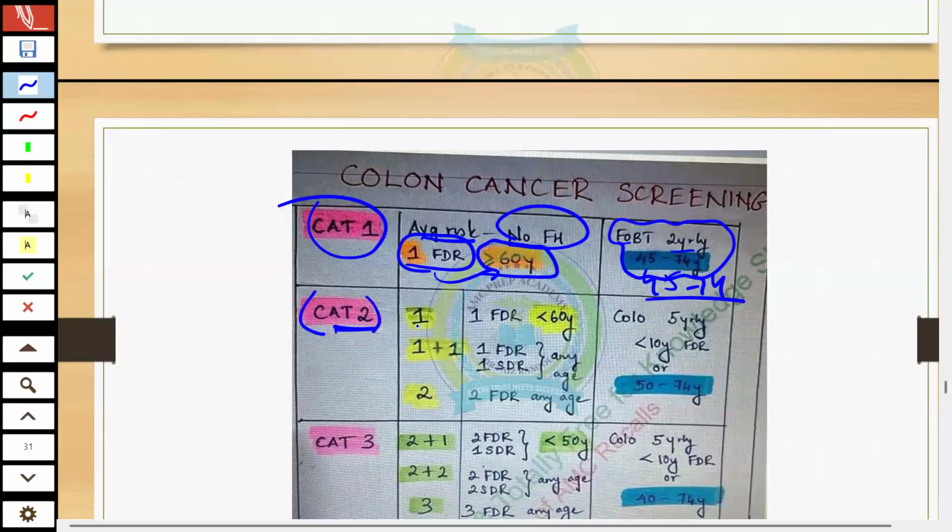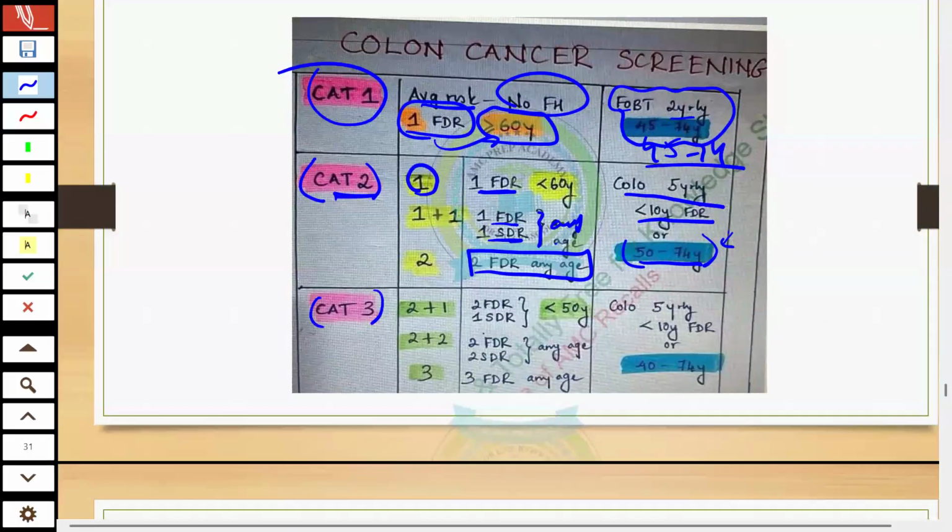In category 2, a first degree relative is diagnosed before the age of 60, or one first degree or one second degree relative at any age, as we discussed from the guideline. Our third condition is two first degree relatives at any age. So this belongs to category 2. Colonoscopy every 5 years, or you can go with 10 years before the first degree relative's diagnosis, from age 50 to 74. So basically colonoscopy here starts from the age of 50.